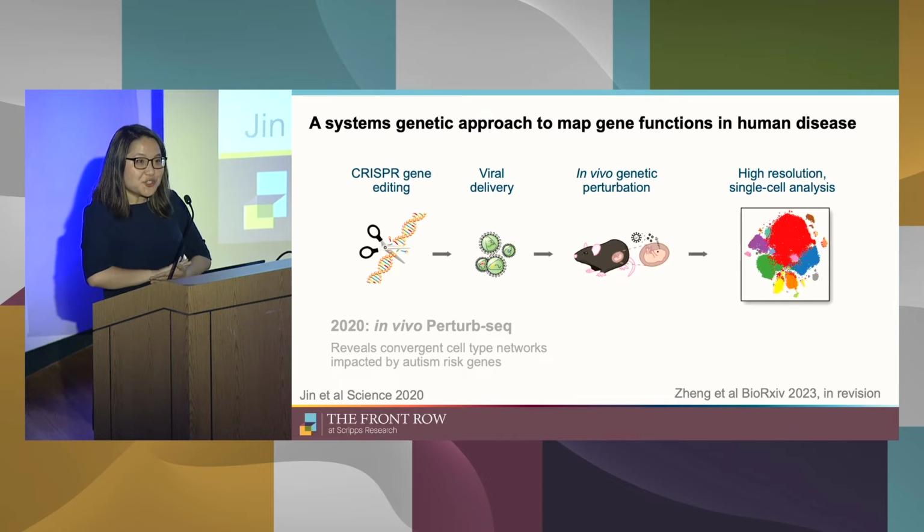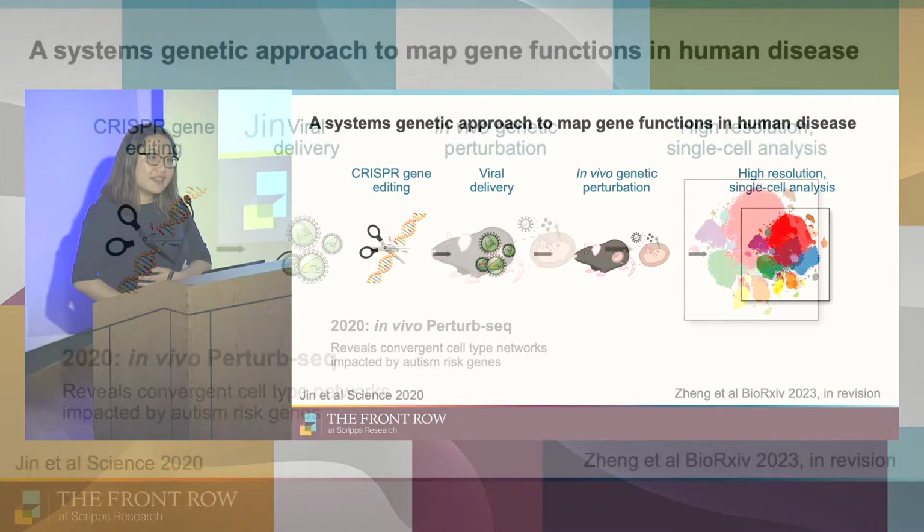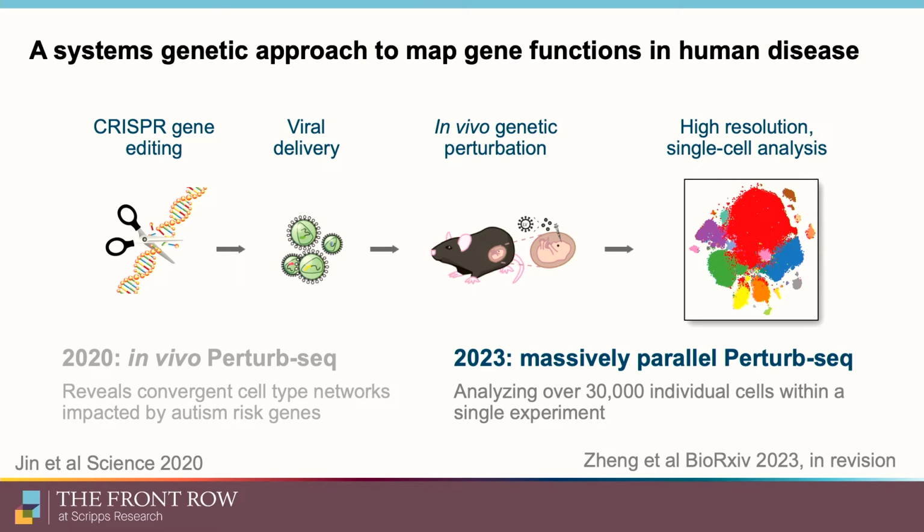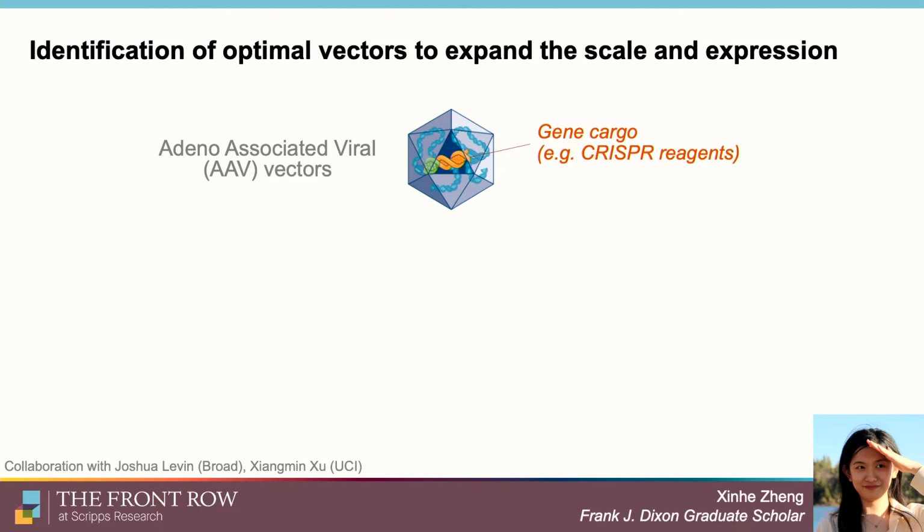And since I started the group here in 2021 at Scripps, we have been really thinking hard about how to make this platform even more powerful and accelerate our understanding. So I will share with you the latest version that we call massively parallel in vivo Perturb-seq, which allows us to scale up this process of analysis. This is the work done by Xin Jin, a very talented graduate student who joined my lab as one of the first graduate student cohort.